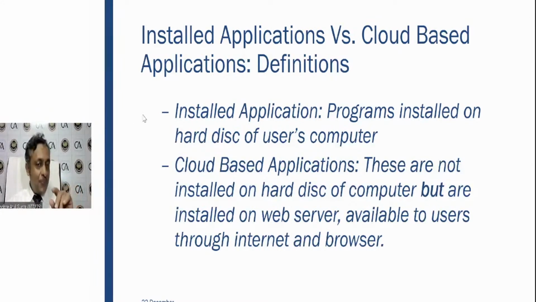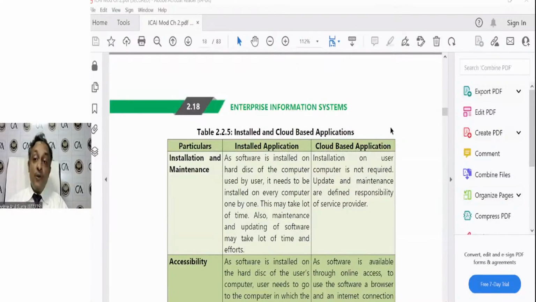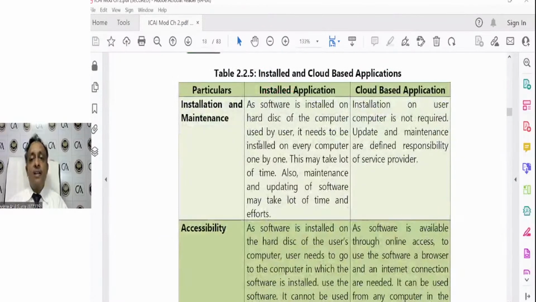See, this topic is very important and very pertinent and relevant also. This is going to come in this chapter and it is going to be repeated in subsequent chapters also. Just carry this discussion. Okay. Table from the module, page 2.18. Just give me a second. So now we are reading the difference between installed and cloud applications. This is very, very, very important. Please understand.